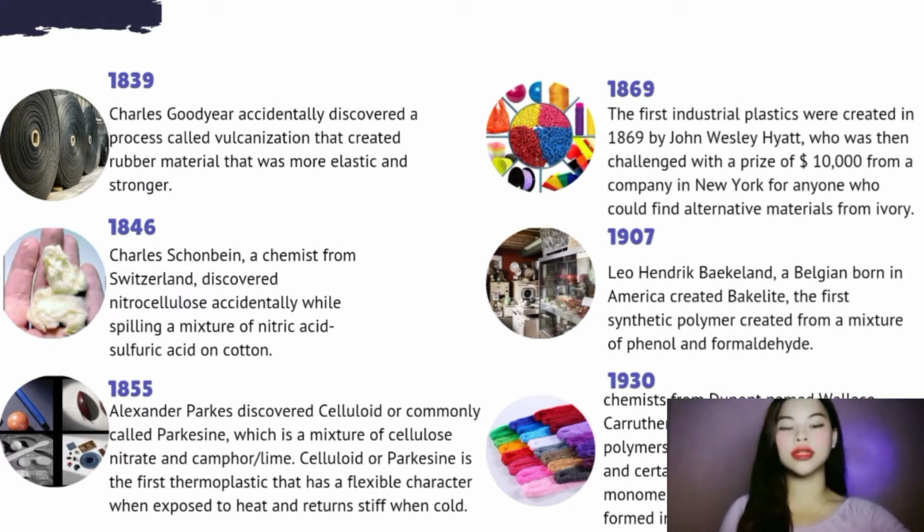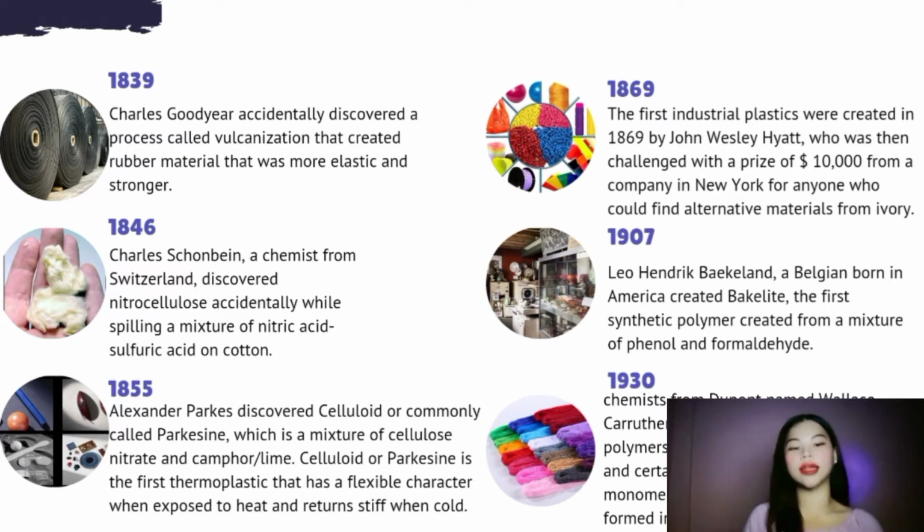So let's go to 1855, where Alexander Parkes discovered celluloid, or commonly called Parkesine, which is a mixture of cellulose nitrate and camphor. Celluloid is the first thermoplastic, which has a flexible character when exposed to heat and is stiff when it's cold. The best example of that is the ball in billiards.